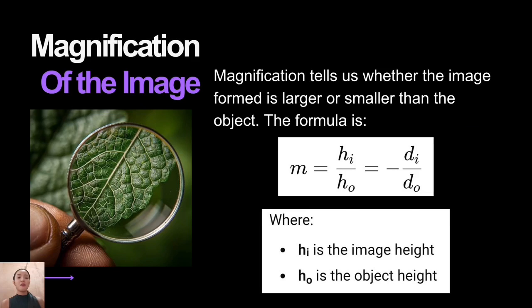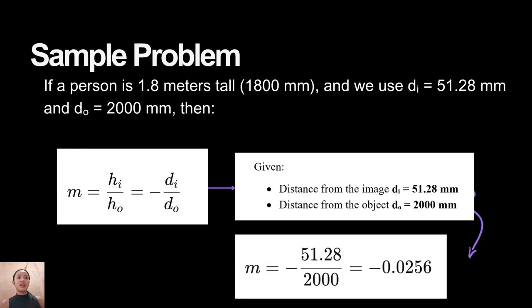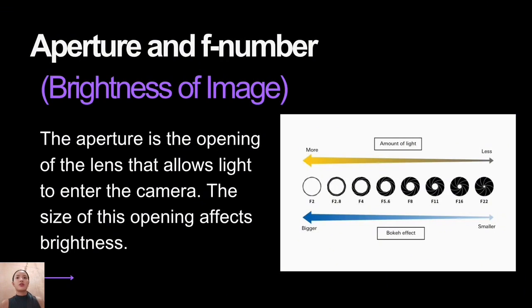So we have our simple sample problem. If a person is 1.8 meters tall, which is equivalent to 1,800 millimeters, and we use di equals 51.28 millimeters and do equals 2,000 millimeters, then we substitute the given values. The image distance di equals 51.28 substituted into the formula. So 51.28 divided by 2,000, we will get 0.256.